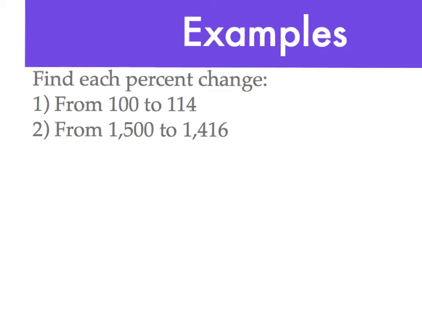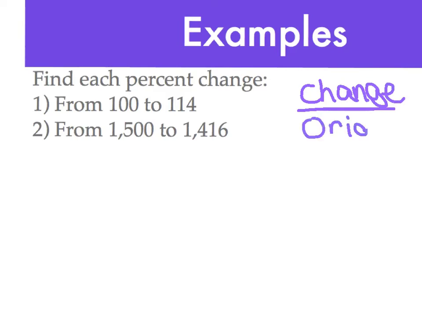Great. Let's try some. Let's look at number 1. Number 1 says, find each percent change. All right. Well, how would we do that? Let's think back to the formula. I'm going to first find out how much the number changed, and I'm going to put that over the original amount, or the original number.